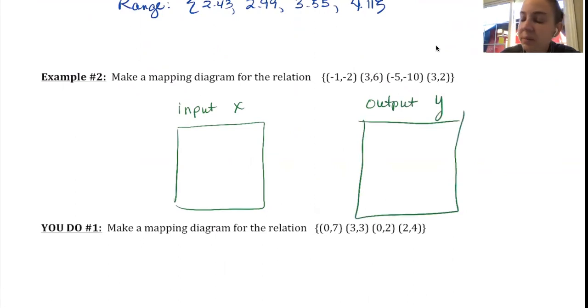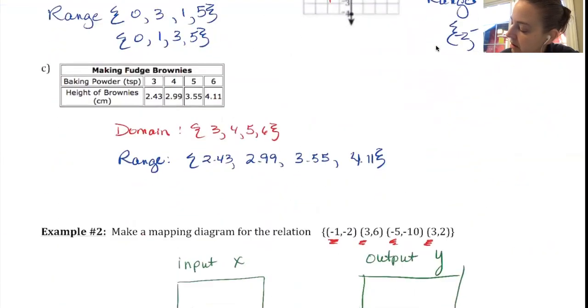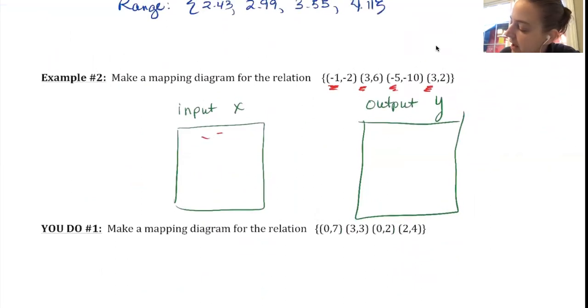Now, the input, remember, that's our domain. So I've got a -1, a 3, a -5, and a 3. So we usually put those in order. So here's, how did they do this one? -5, -1, 3. Now on a mapping diagram, you don't list that 3 twice. You only list it once. And then for the output, for the range, we have -2, 6, -10, and 2. So let's do -10, -2, 2, and 6.